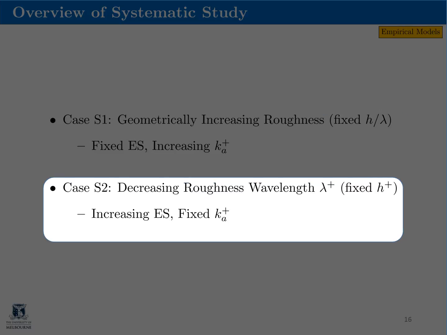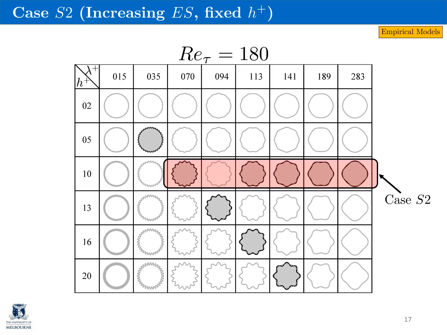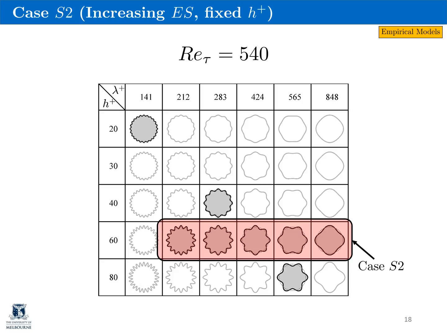The second range of simulations conducted is where we decrease the wavelength of the roughness elements while maintaining a fixed h+. Here, we want to investigate the effects of increasing Es while maintaining a fixed Ka+ value. The table here shows the cases simulated at Re_tau 180, where we have maintained a roughness height of h+ equals 10 and alter the wavelength of the roughness elements. These cases are known as case S2.